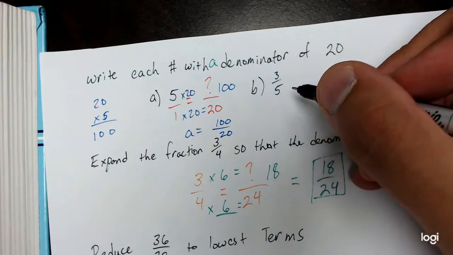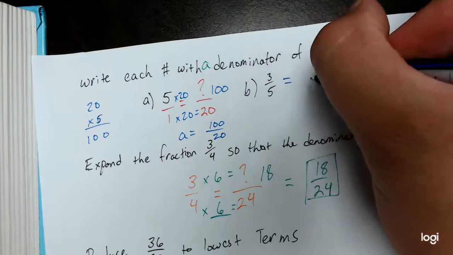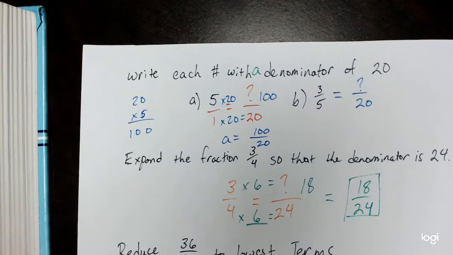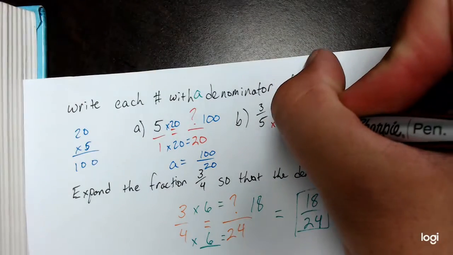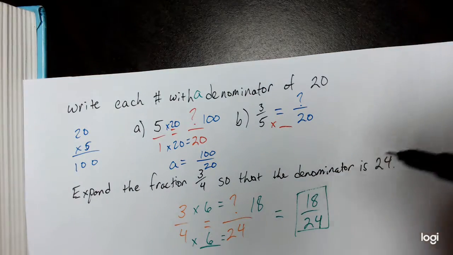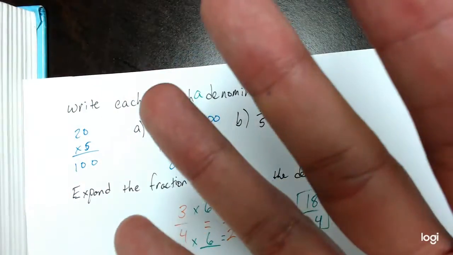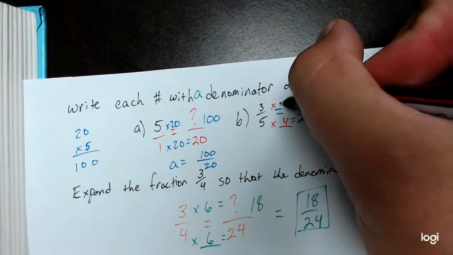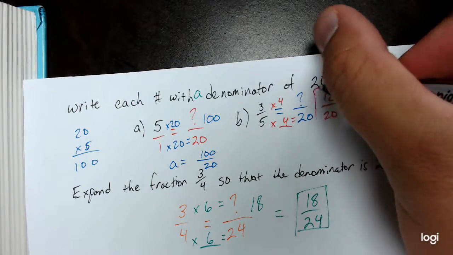Now for B, same thing. I have to make this equal something over 20. I guess we'll do the reverse over here. We'll go blue and red. So if I have 3/5, I have to ask myself, 5 times what equals 20? Let's see here. Maybe I'll count by 5s. 5, 10, 15, 20, 4. Okay, so 4 5s. So 5 times 4 equals 20. That means I take 3 times 4 and I get 12 over 20 for my answer.